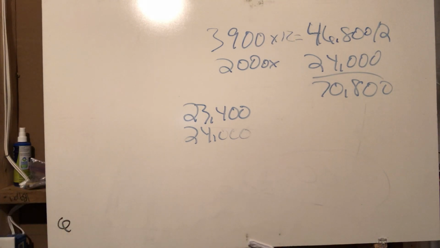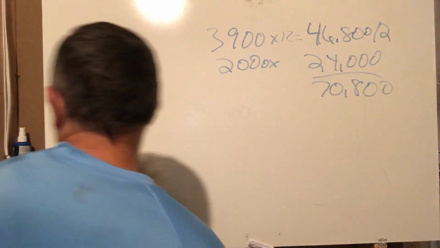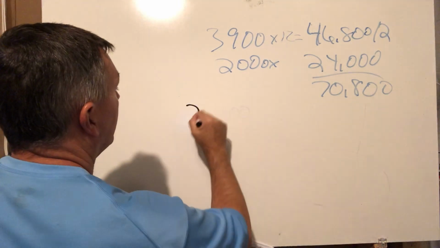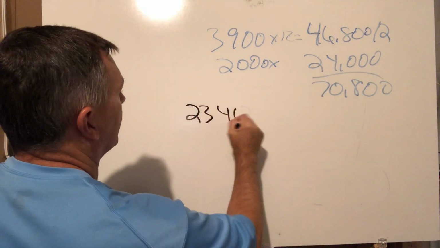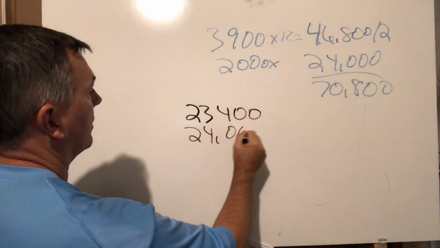Hold on, my friends. Hold on. 23,400. Ooh, that hurt. Ouch. All right, 23,400. Let's see if this works. I thought I had a good black marker there. Oh, look at that. There we go. Plus 24,000. That's perfect.